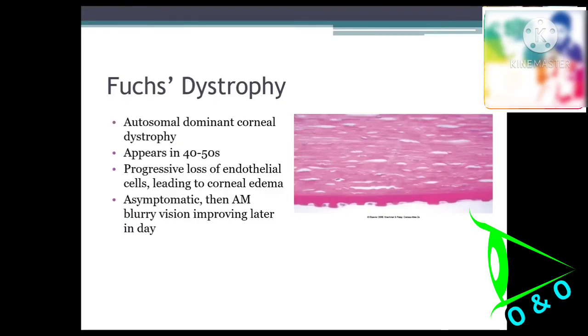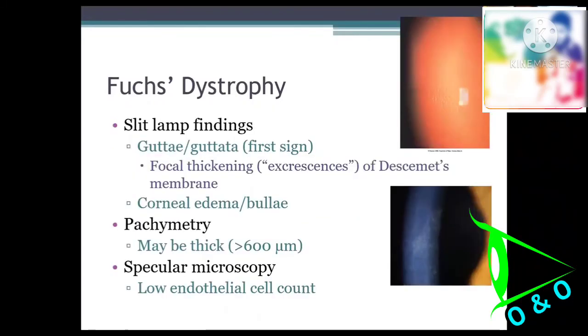During the course of the day, or maybe an hour or two later, depending on how severe the disease is, they'll notice that their vision's improving because the cornea is literally drying out just from their eyelids being open. So that's the mechanism of the AM blur that improves later. So on slit lamp, you'll see guttata, these little dots. I'll describe it as kind of an orange peel look to the endothelium. So again, this represents the excrescences of Descemet membrane.